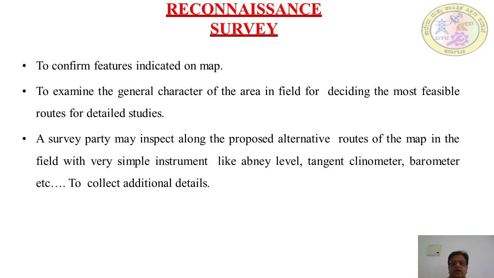Second one is reconnaissance survey, to confirm the features indicated on the map. Sometimes all the features may not be possible to indicate on the map. So you need to personally visit the field, to see what actually is there on the site. This can be done by what is known as a reconnaissance survey, because you know that on the map it is very difficult to show all the details. Only the key or the important features will be displayed on the map.